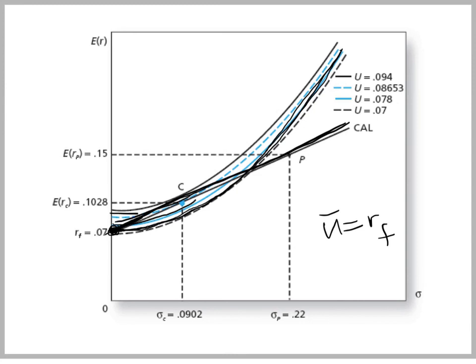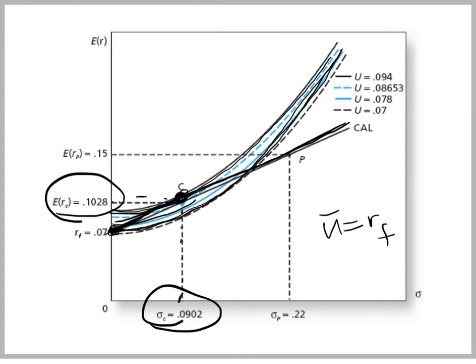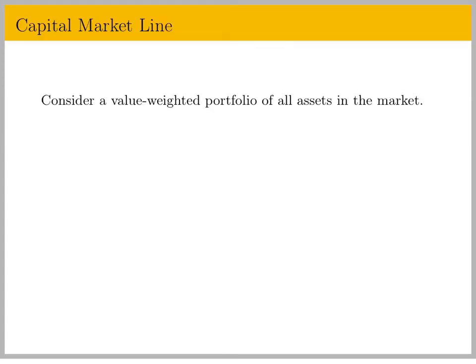Then we can increase these utility values until we finally find the indifference curve that hits tangent right here, and that will be the optimal portfolio. If we read down on the axes, we can find the expected return of that portfolio and the standard deviation of that portfolio.